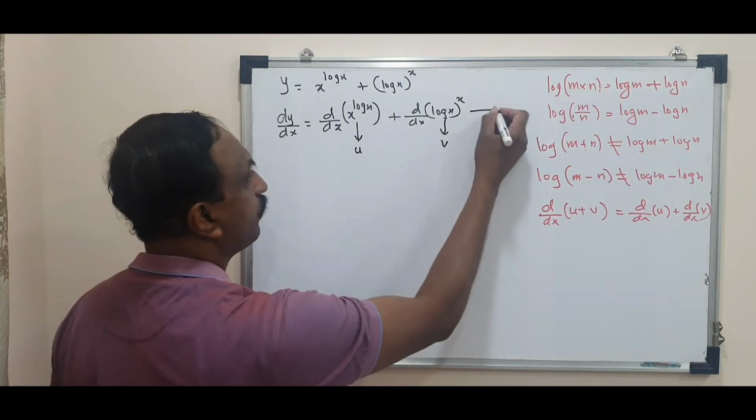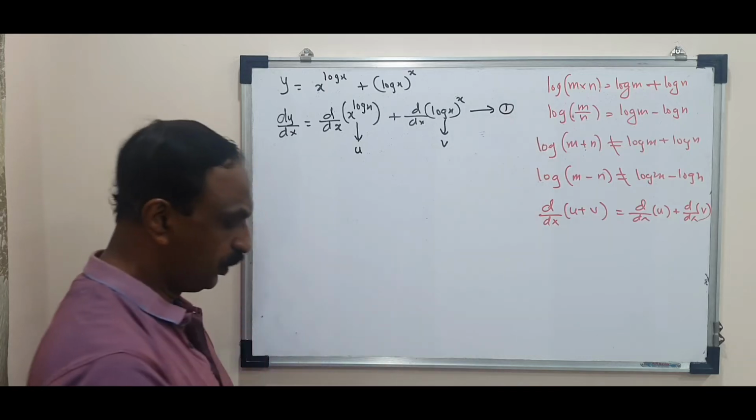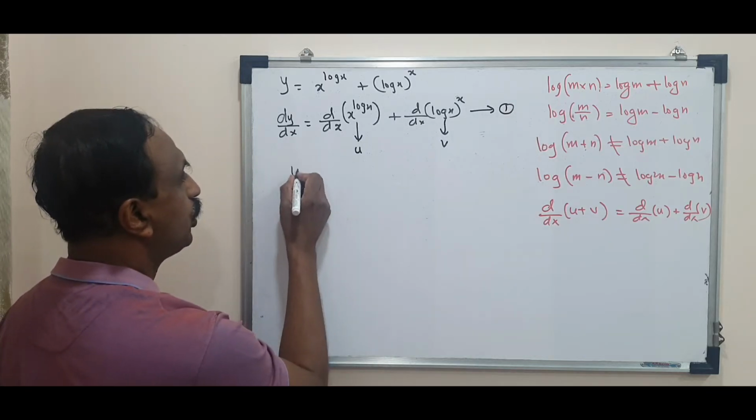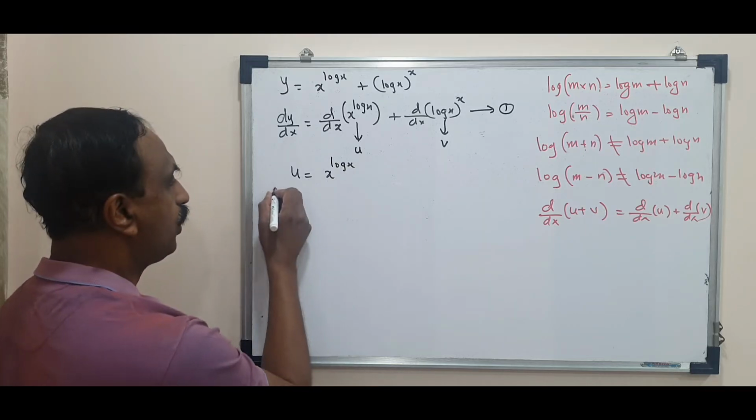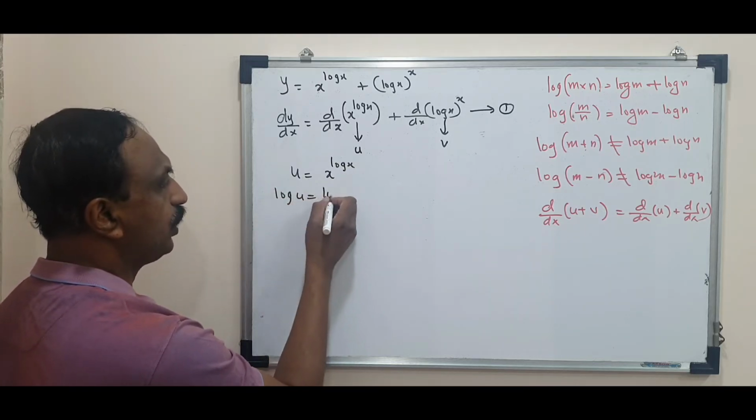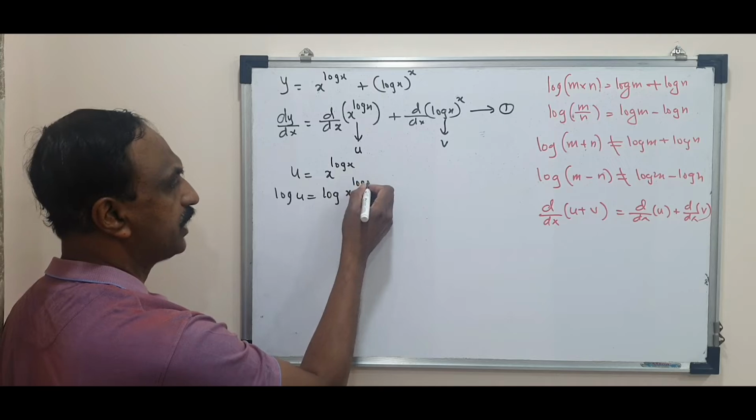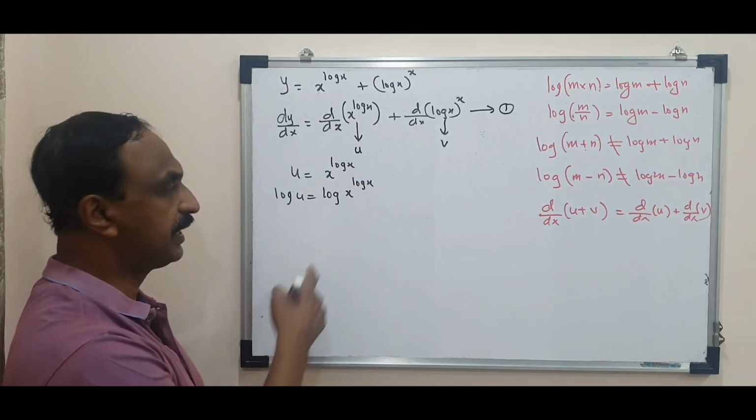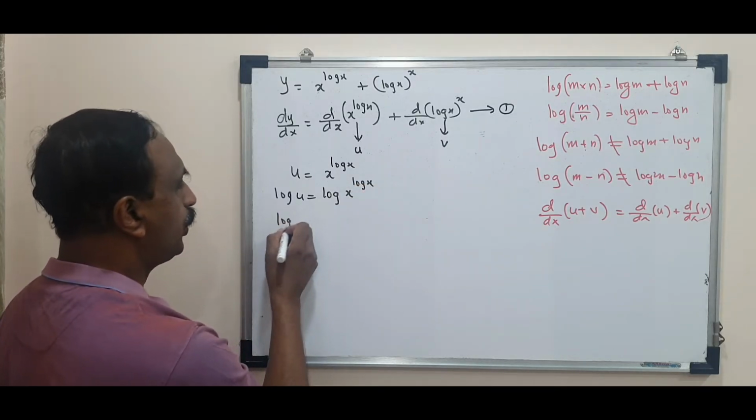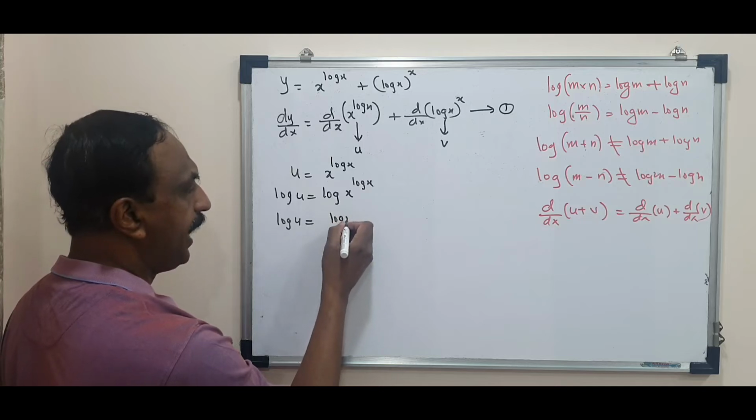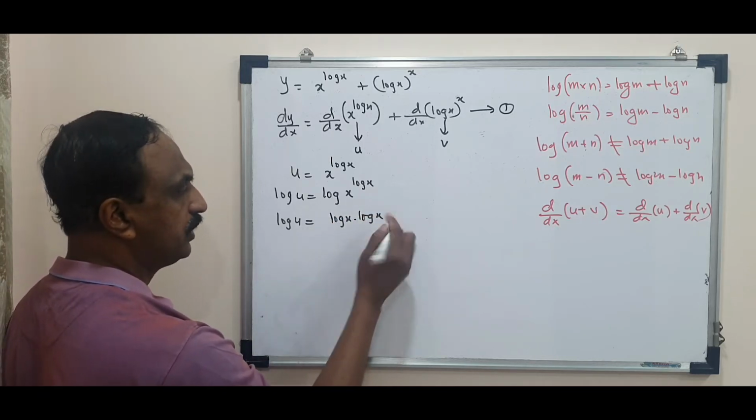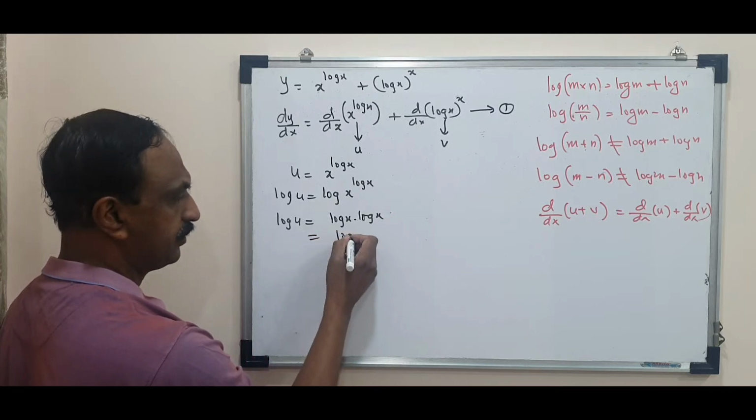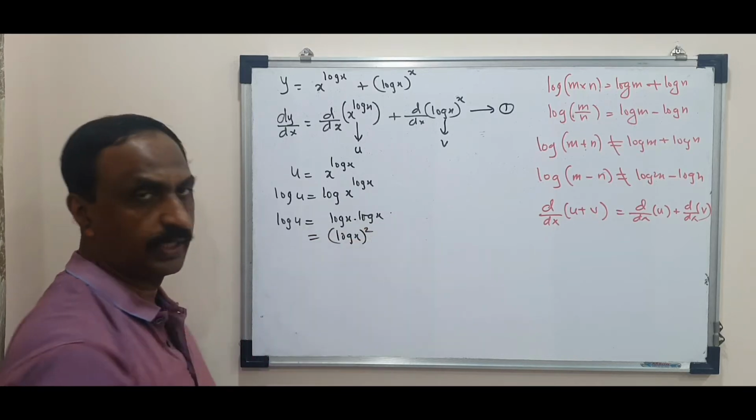So this is my equation 1. I'm going to take the first term as u. So u is x raised to log x. Now I'll take log on both sides. Log u is equal to log of x raised to log x. Of course, you can apply the shortcut method that I'll discuss after this. So log u is equal to log x into log x. So log x into log x is what? Log x to the whole square.